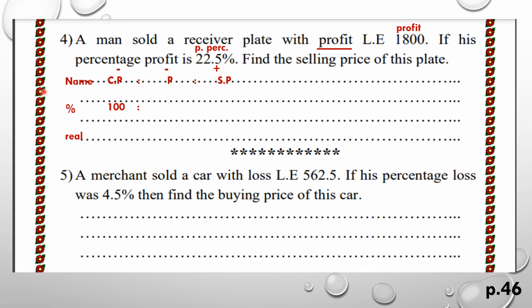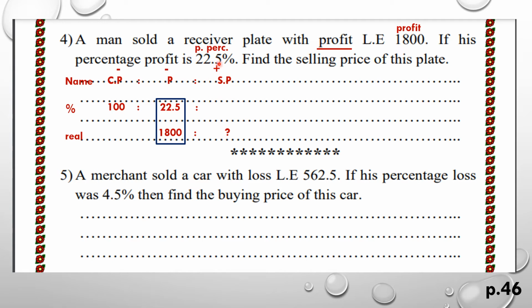Now let's check the given. 1,800 should be put under real profit. 22.5 should be put under profit percentage. Now the question mark will be under what? The selling price beside the real. Now, do we have a completed column? Yes, we have. But do we have a completed cross to find the selling price? No, we don't. So we need to complete this row.